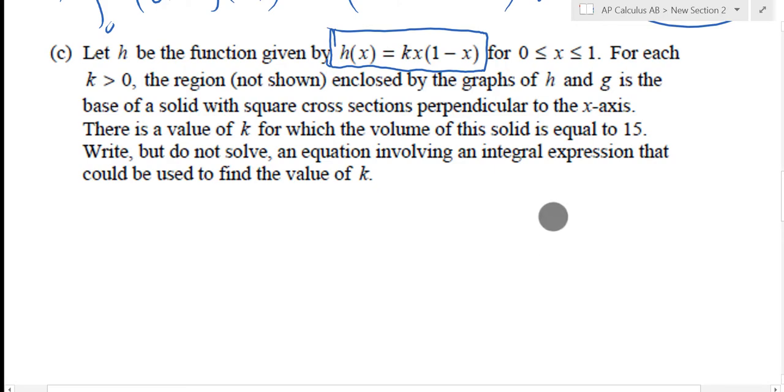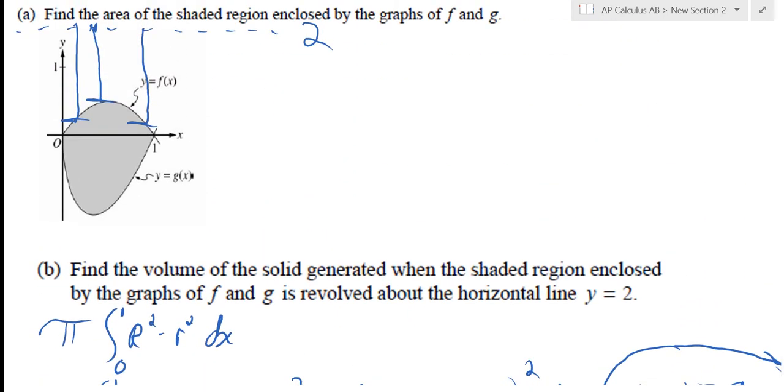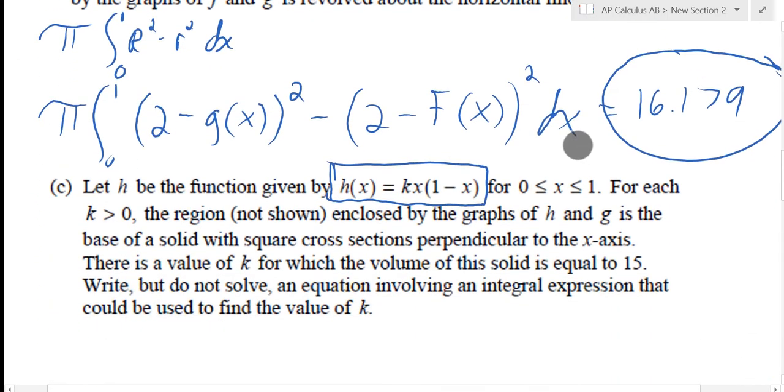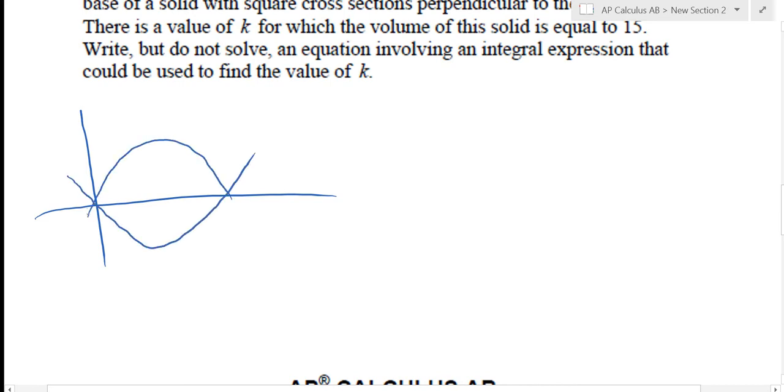So we have this graph here, which again they have not given us a function, but they gave us kx times 1 minus x, which looks like this, 2x times 1 minus x, which is f of x right here. Okay, so whatever graph they're giving me here, I know it has to look something like this. We're going to have the parabola up here like this, and then we're going to have g of x down here like that. Okay, where this top one is h, and this bottom one is g.